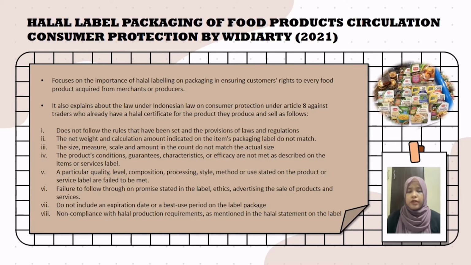Next, the product's conditions, guarantees, characteristics or efficacy are not met as described on the item's or service's label. And then a particular quality, level, composition, processing, style, method, or use stated on the product or service label is failed to be made. And then failure to follow through on a promise stated in the label, ethics, advertising, or the sale of the product and services. And then do not include an expiration date or a best use period on the label package.